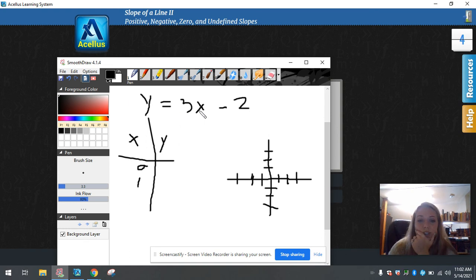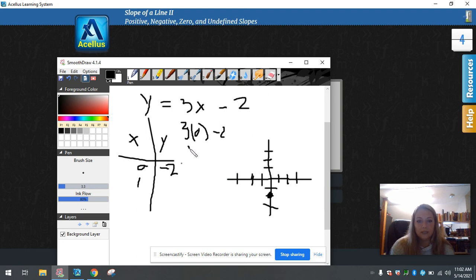So if x were 0 and we replaced the x with 0, our problem would look like this: 3 times 0 minus 2. 3 times 0 is 0, minus 2 is -2. So now we have our first point at 0, -2. So remember, you always move left, right, then up, down. So if you're at 0, you're staying here at the origin, and then you're going down because it's -2. Now we have our first point.